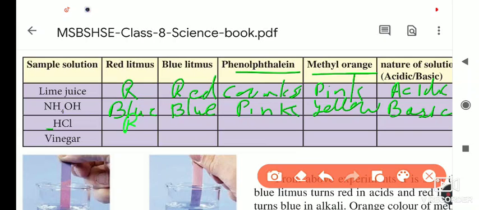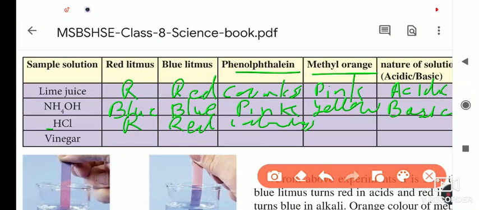So red litmus paper remains red inside the hydrochloric acid. Blue litmus paper turns to red in acid. Phenolphthalein is colorless, and hydrochloric acid is also colorless. When we add this phenolphthalein indicator into the hydrochloric acid, what happens? The resultant solution is also colorless. Now methyl orange is there.